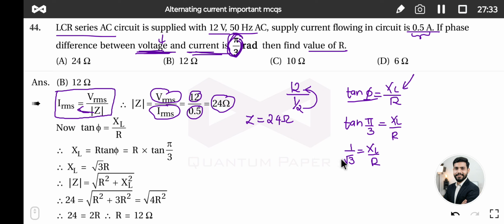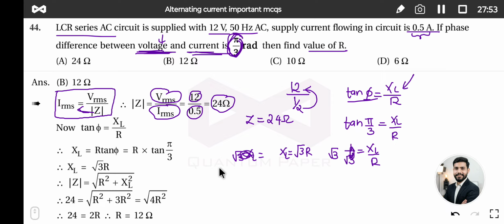So if you multiply cross, XL is equal to root 3 R, where tan pi by 3, pi by 3 means 60 degrees. So tan 60 is root 3. So if you multiply in a cross, we will get XL is equal to root 3 R.